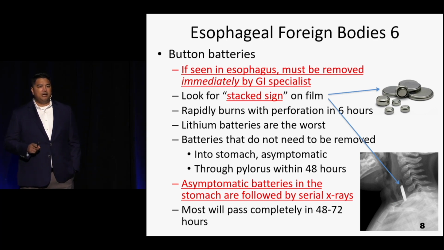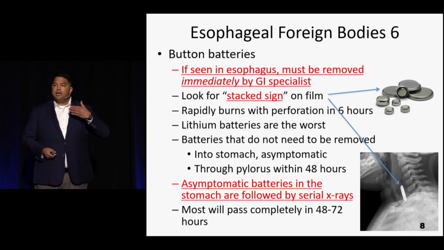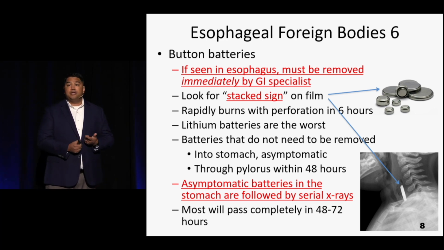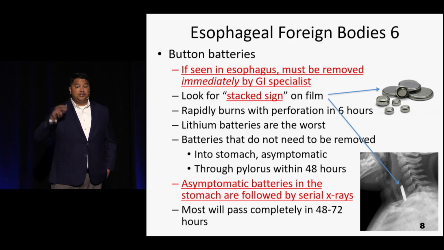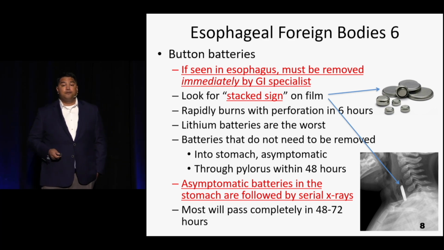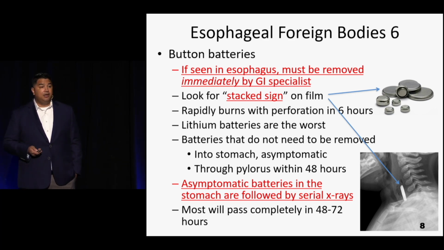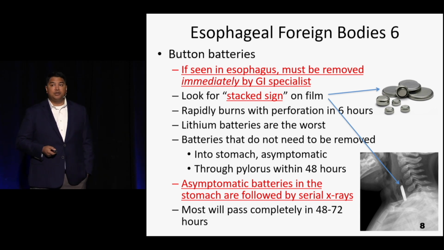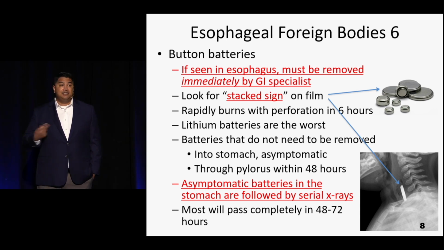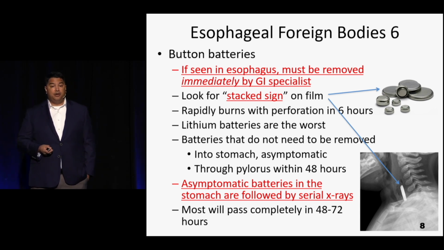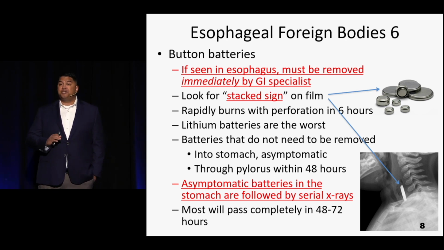Button batteries, we're going to hit more on in my oropharyngeal talk here, but a lateral view can be very helpful to distinguish between a button battery and a coin, because what you see on the side view often is this stacked pancake sign. You see this little rim for the batteries, how they're commonly shaped. You can see timing is very important. Six hours is how fast these things need to get out of there. And even if they come out, these patients are still very high risk.